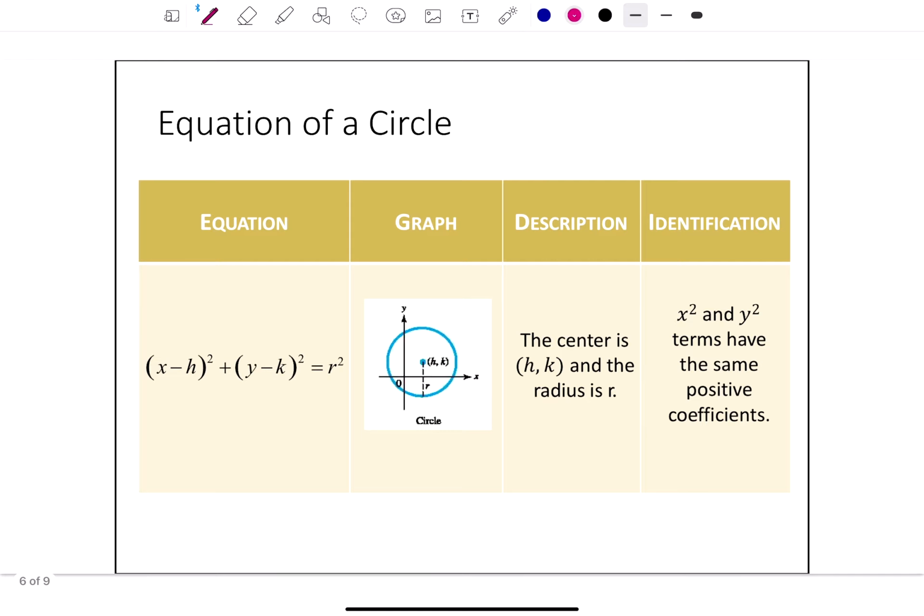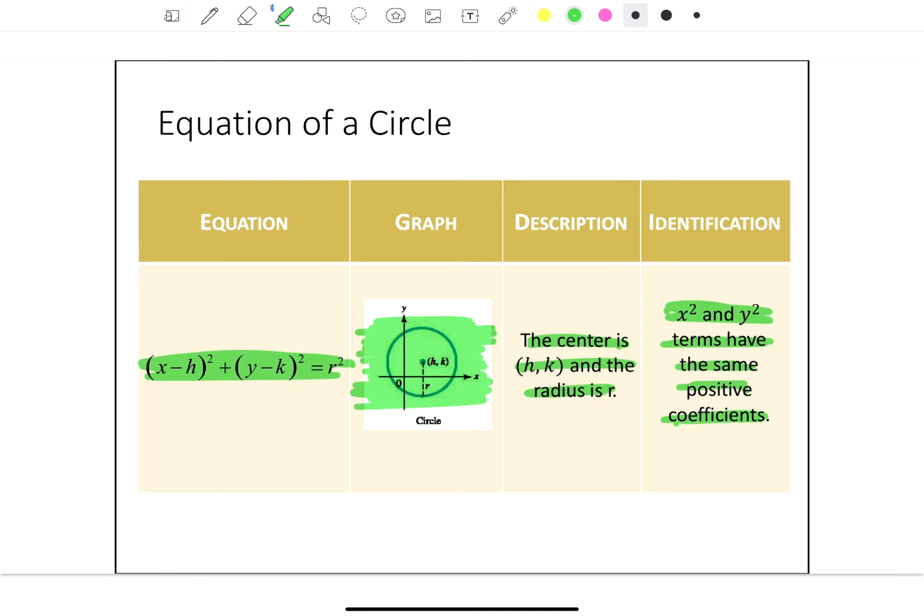Next, the equation of a circle, again, in the standard form is x minus h squared plus y minus k squared equals r squared. The graph looks like this, where h, k is the center. Your center can be in any of the four quadrants, on any of the axes, or at the origin. The center is h, k, the radius is r. The x squared and y squared terms have the same positive coefficient. This is important to know, because when we talk about the ellipse and hyperbola, we will see their equations look similar, but the coefficients of x squared and y squared will not be the same. In the case of a circle, x squared and y squared both have the exact same positive coefficient.